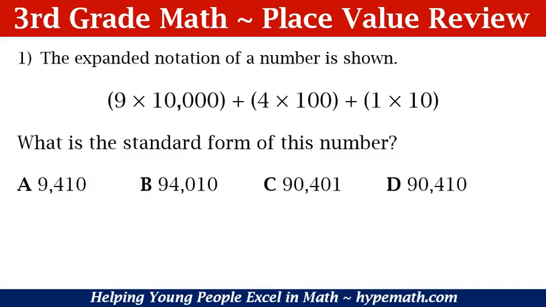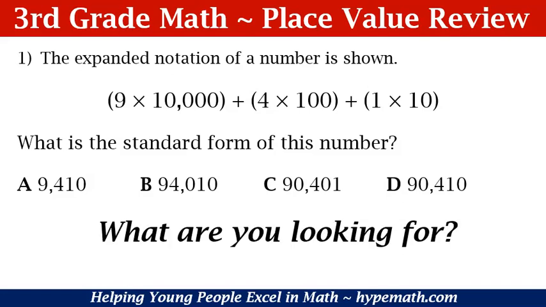Now, going to question number 1. Number 1 says, the expanded form of a number is shown. And we see it's 9 times 10,000 plus 4 times 100 plus 1 times 10. What is the standard form of this number? A is 9,410, B is 94,010, C is 90,401, D is 90,410.